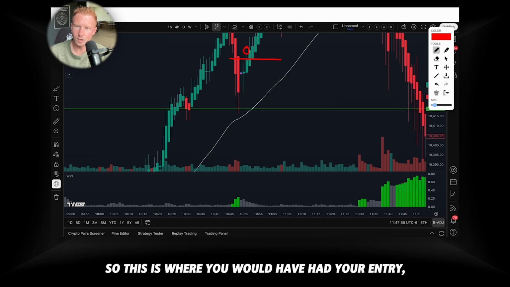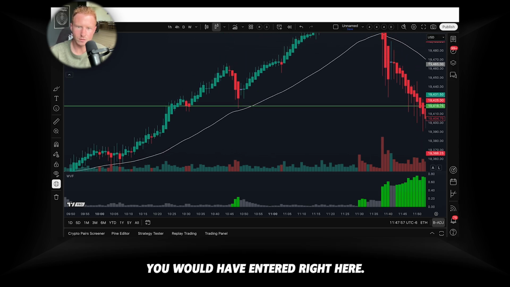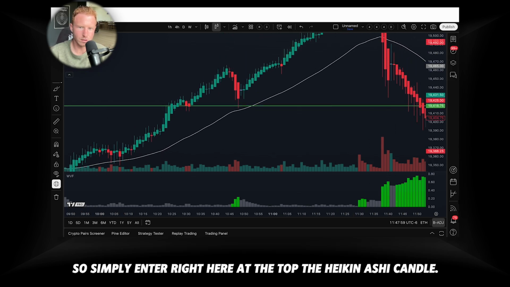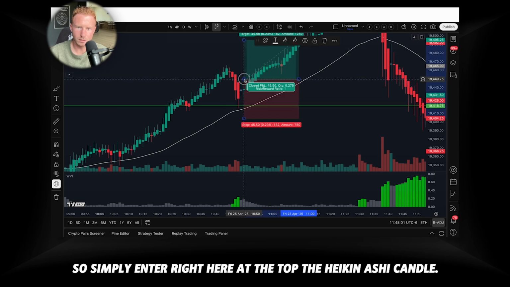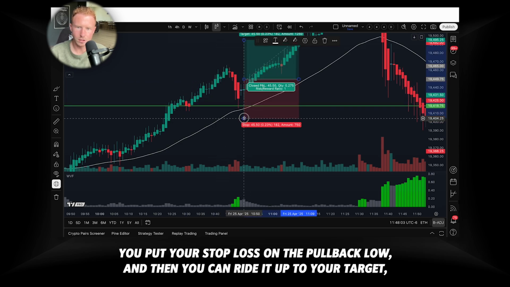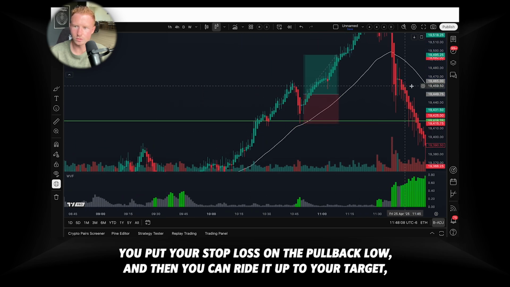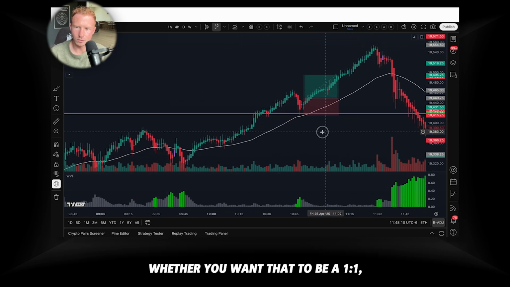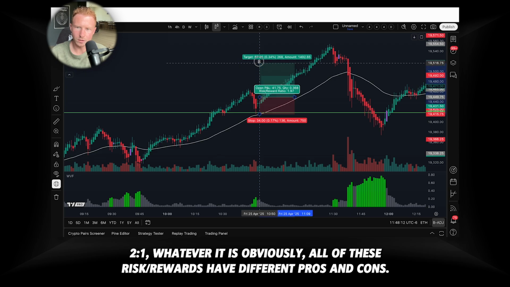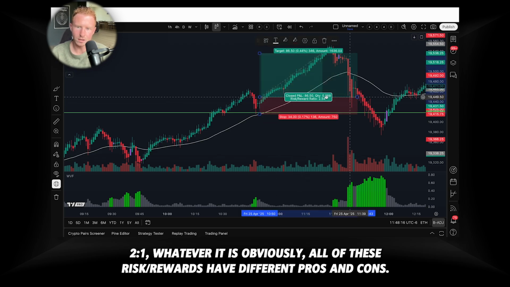Okay, so this is where you would have had your entry. You would have entered right here. So simply enter right here at the top of the Heikin-Ashi candle. You put your stop loss on the pullback low, and then you can ride it up to your target, whether you want that to be a 1-to-1, 2-to-1, whatever it is. Obviously, all of these risk rewards have different pros and cons.